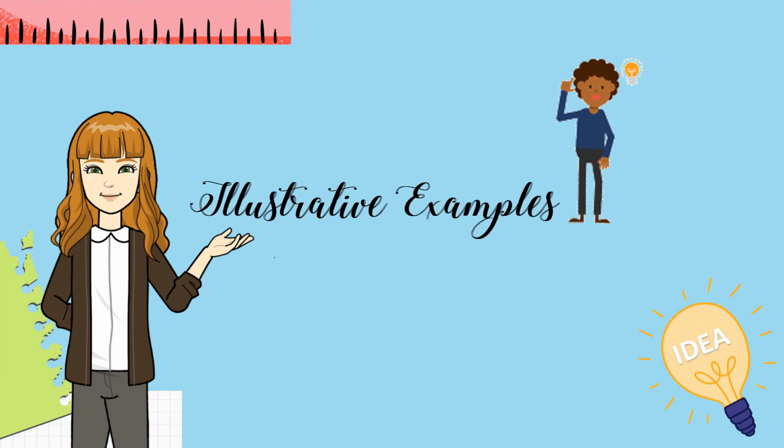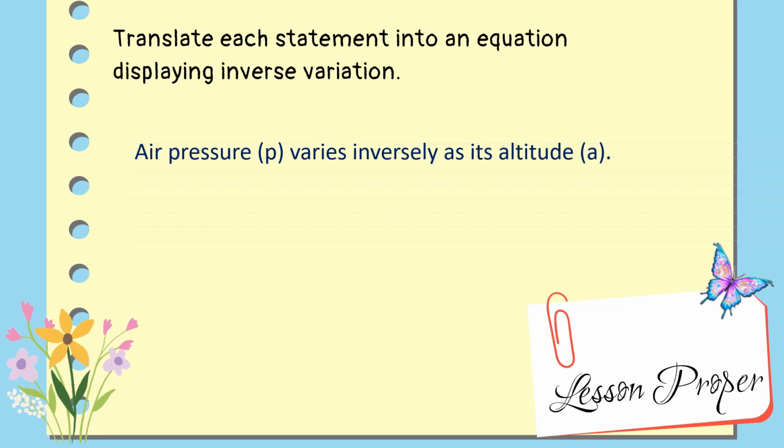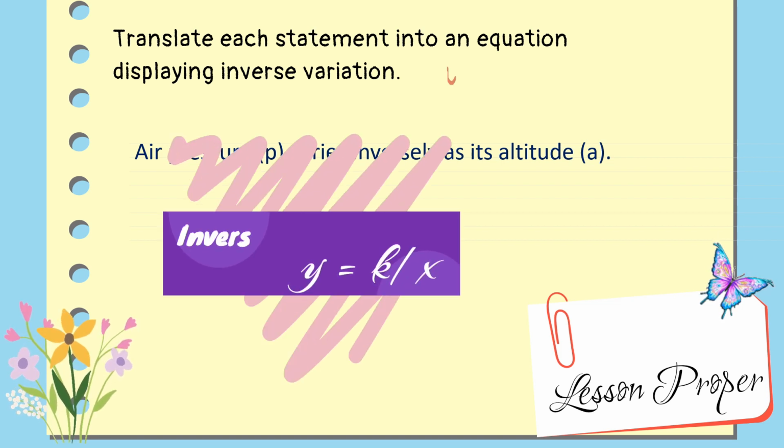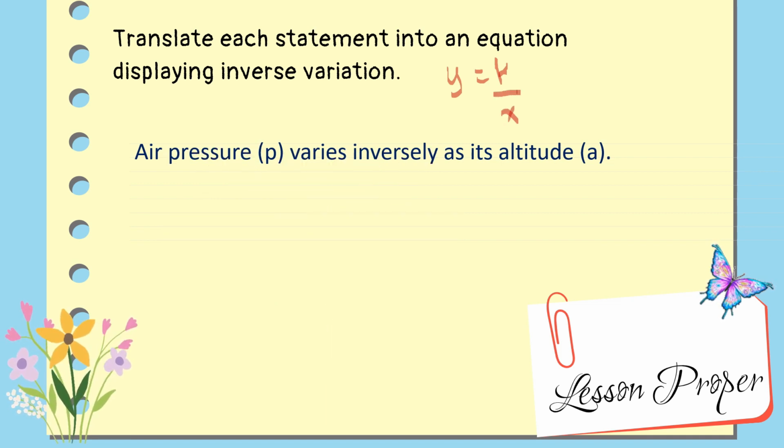Now let's have some more examples. Let's translate each statement into an equation displaying inverse variation. Remember that if y varies inversely as x, then we can write that as y equals k over x. Now, air pressure P varies inversely as its altitude A. What would be the inverse variation equation? Alright, so P is equal to k over A.